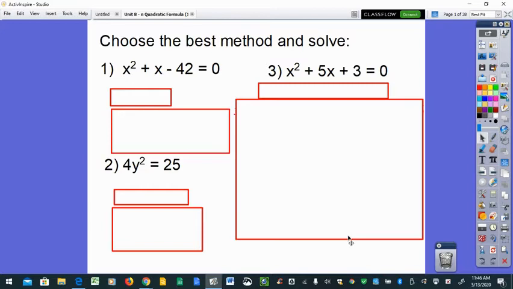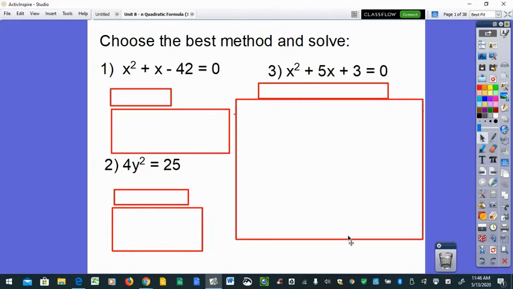But before we get there, let's just take a minute. These would be our SMART problems. So I'm asking you to pause the video with a piece of paper and choose the best method for each of these quadratics and solve them, please. And when you are set, unpause the video and we will see how you did.